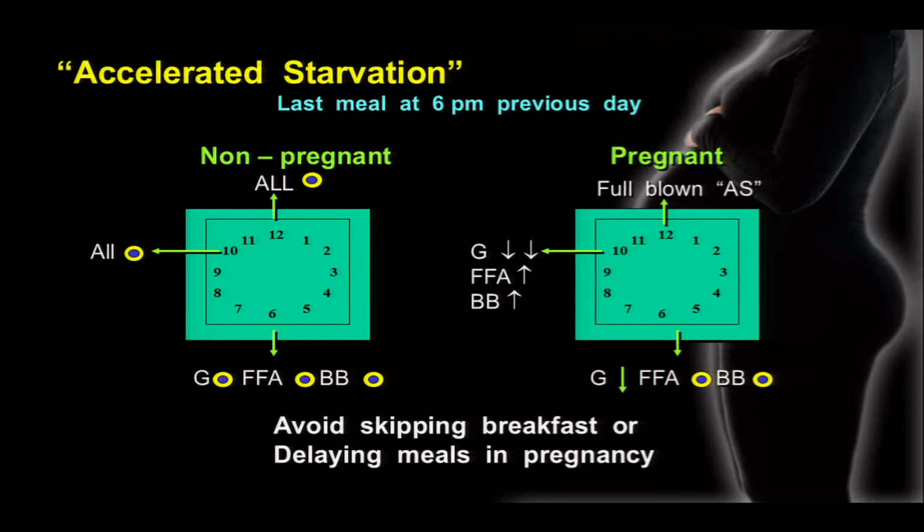By 10 o'clock, glucose levels fall further, but free fatty acid levels and beta-hydroxybutyrate levels go up, and by 12 o'clock, that is about 18 hours after an overnight fast, there are changes of starvation which occur normally in a non-pregnant state after about 3 days. So that is why it is called accelerated starvation. That is the reason why we say that a pregnant woman should avoid skipping breakfast or even delaying meals.